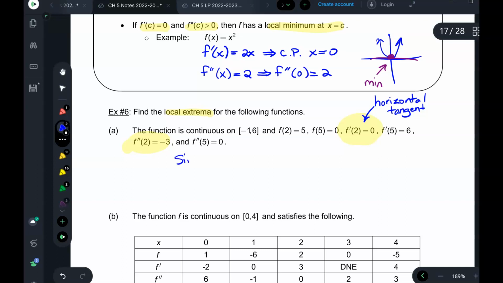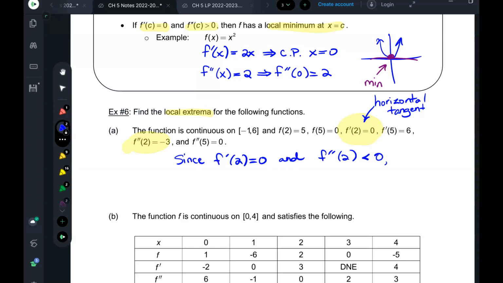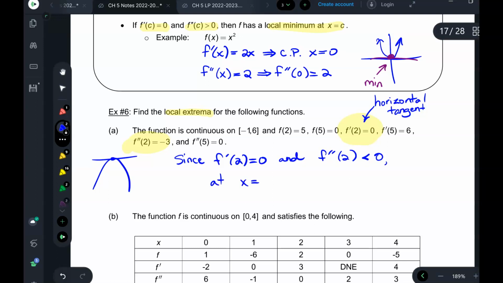So since f prime of 2 equals 0 and f double prime of 2 is less than 0, okay, so what do we have? We have a horizontal tangent and it's concave down. Therefore, at x equals 2, we have a maximum.